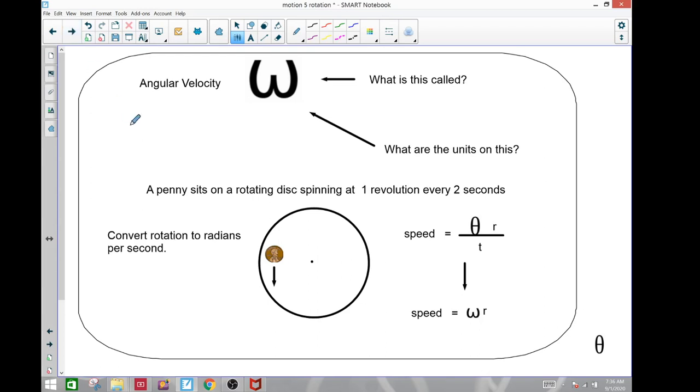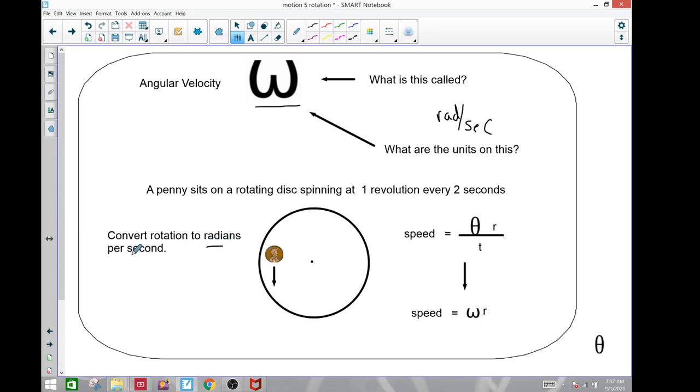All right. So again, angular velocity. This little W-looking thing is often referred to as omega. And what units does it have? Let's review here. Omega is radians per second. A penny sits on a rotating disc spinning at 1 revolution every 2 seconds. Convert the rotation to radians per second.